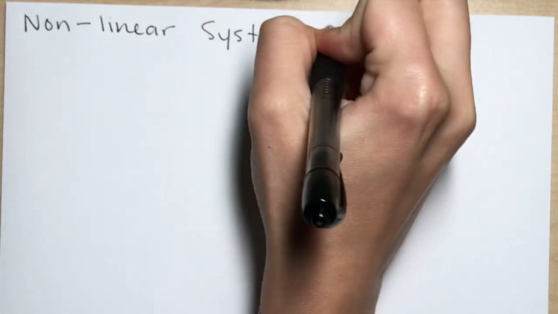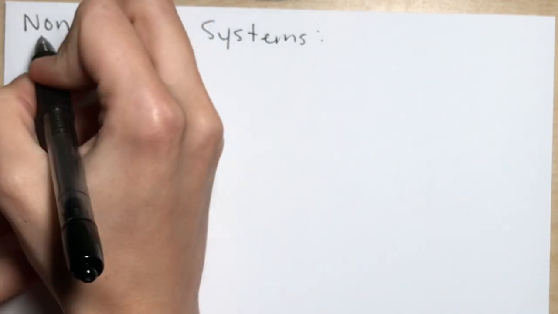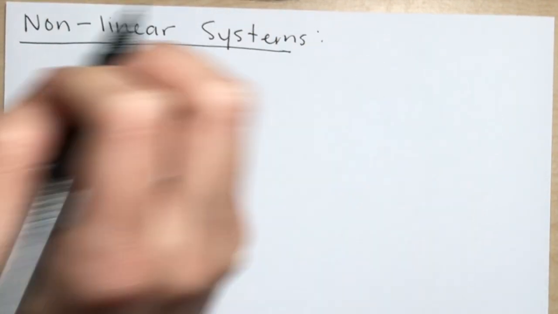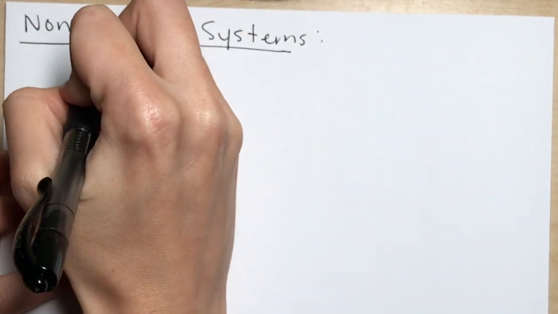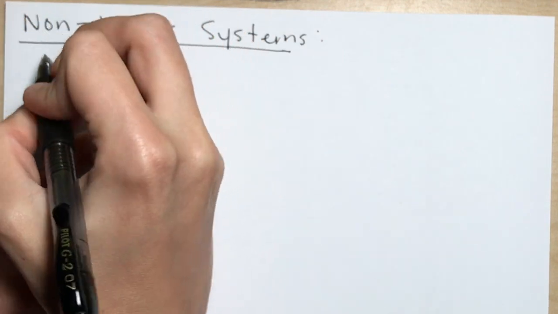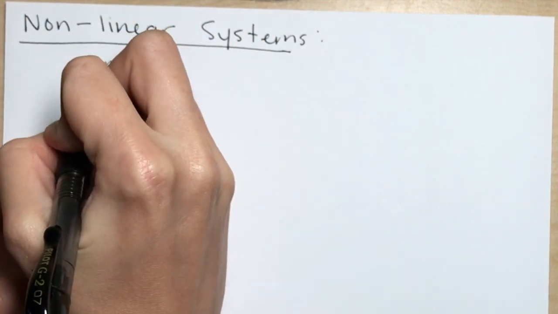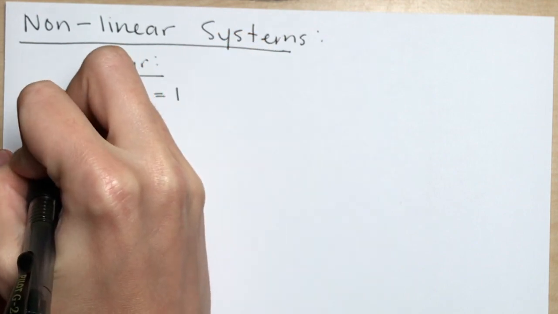Last lesson dealing with systems of equations. And we are going to talk about nonlinear systems. So first of all, what does it mean to be nonlinear? First, let's look at linear systems and what those look like. Remember, this is a 2 by 2 linear system.